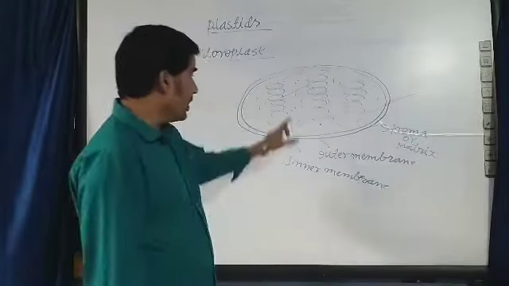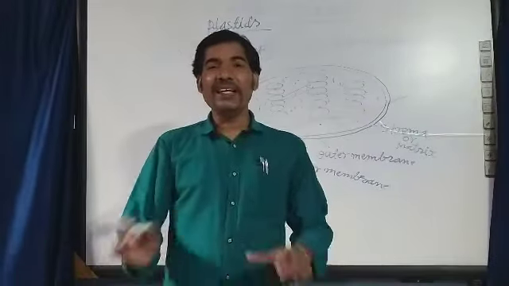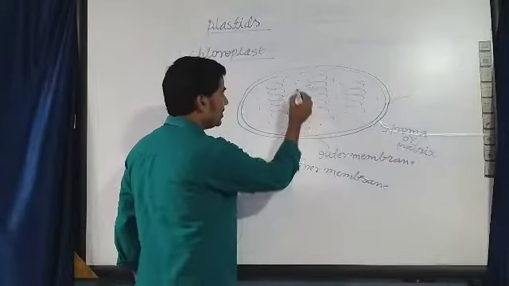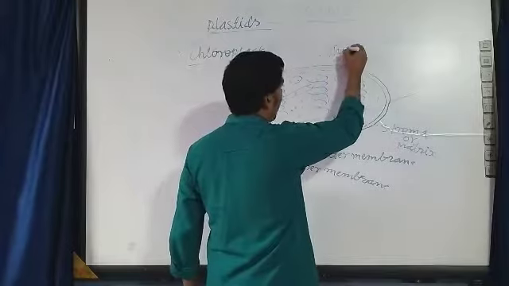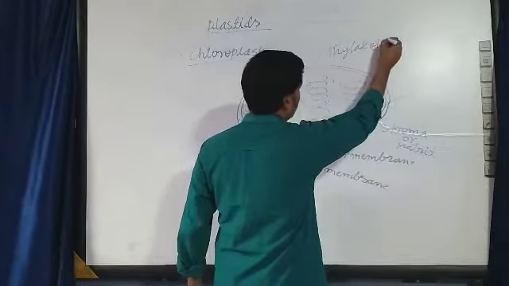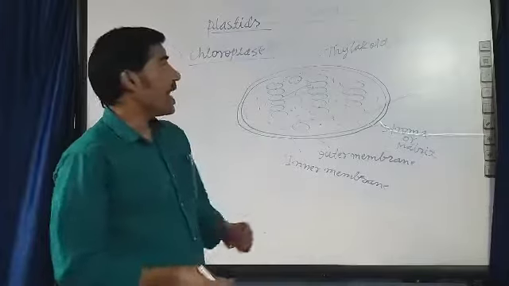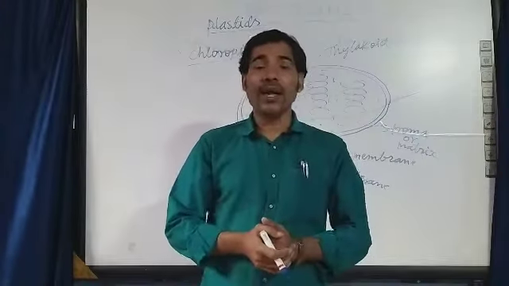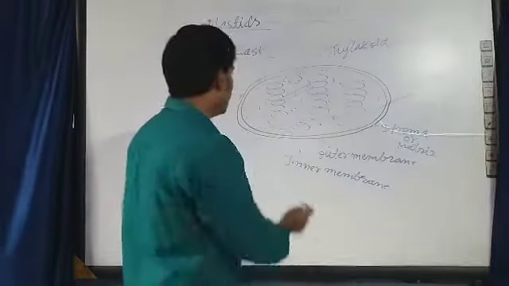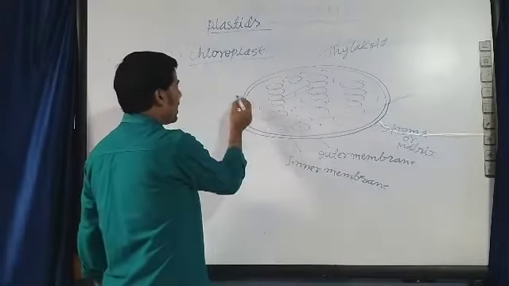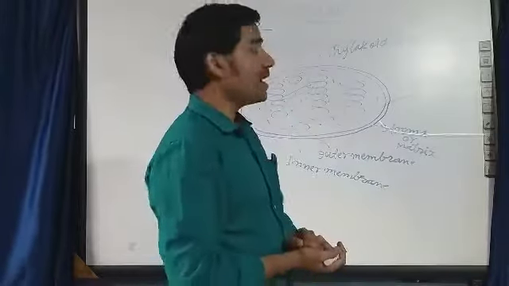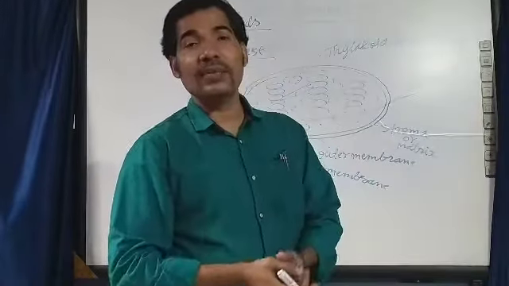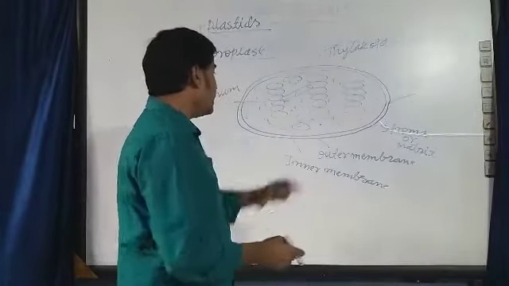Now listen, in the stroma of the chloroplast, many disc-like structures are present, and these disc-like structures are called thylakoid. These thylakoids get stacked on one another and form a pillar-like structure. You are seeing here, and these pillar-like structures are called granum. In a chloroplast, 40 to 60 such granums are present, and all granums are collectively known as grana.